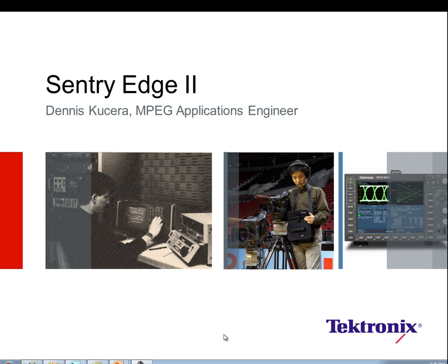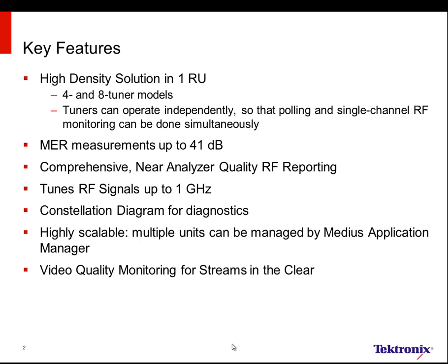And for the next several minutes, I would like to step you through a new product from the Sentry family called Sentry Edge 2. The key features of this product are the new 4 or 8 tuner module that can be inserted into the unit to provide you a wide variety of RF measurements, also looking at more than one channel at a time, and then finally allowing you to round robin or scroll through a long list of RF channels in an automated fashion.